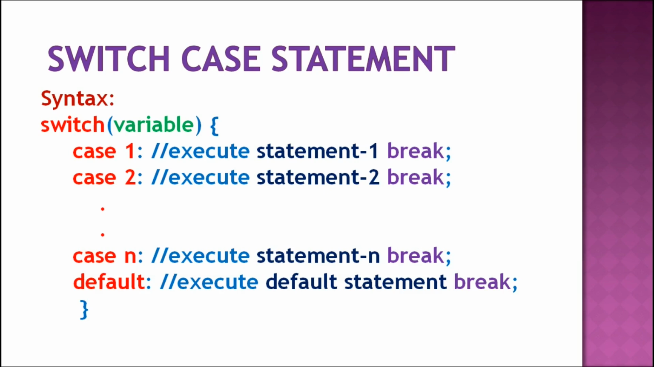It will execute the case 2 block statement, and then after the break it will not execute the next statements. In the same way, it repeats for case 1, case 2, up to case n. Whichever case matches the switch variable, that statement block or code will be executed, and then it breaks from that block and stops.